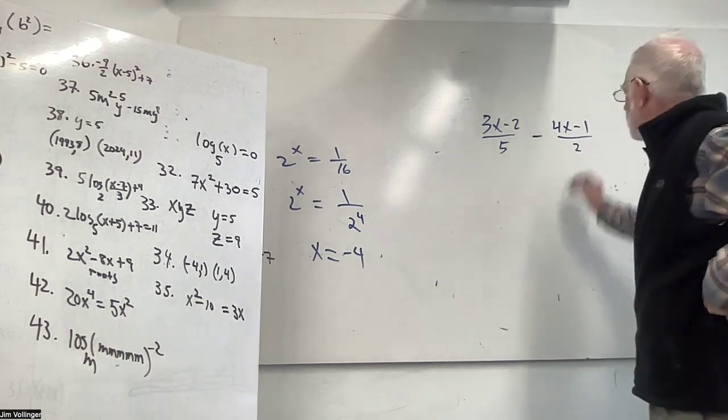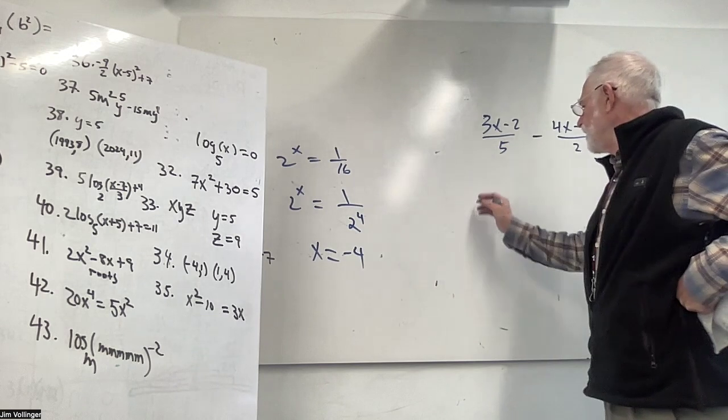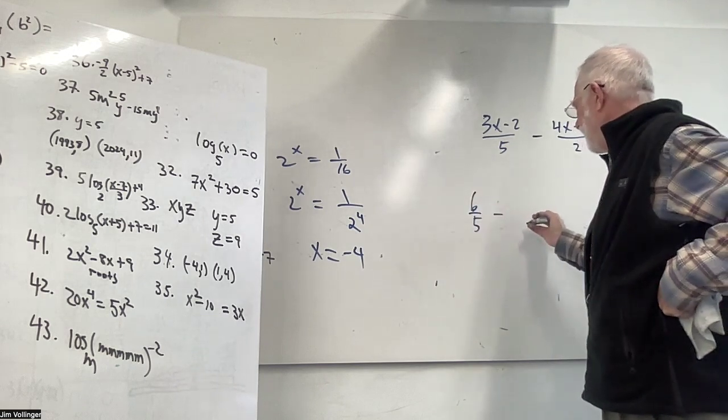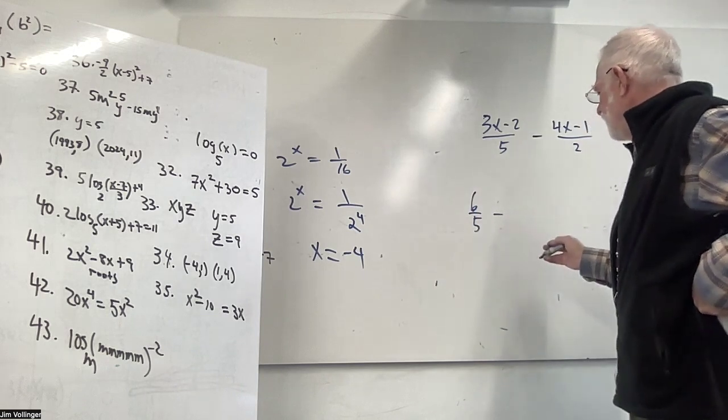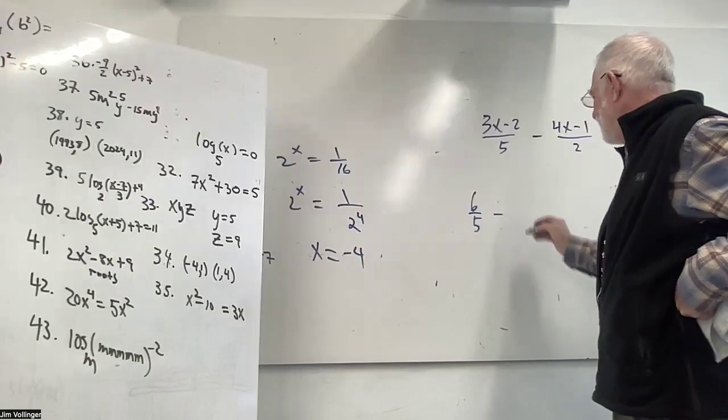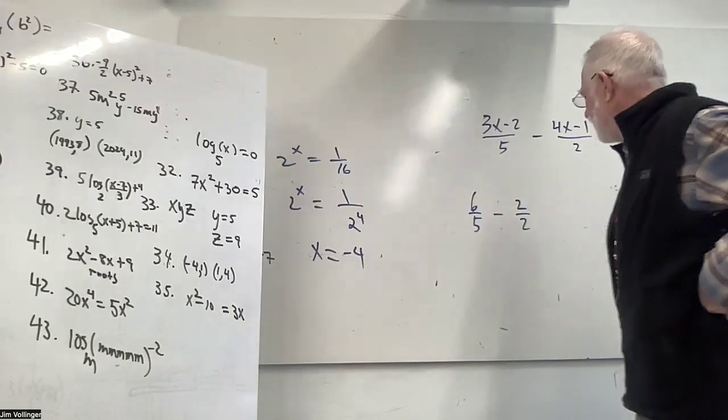Now let's just look at a quick subtraction. Let's look at 6/5 minus 5/5. No, I don't want to do 5/5. Let's do 6/5. Yeah, I do want to do 5/5, but let's do 6/5 minus 2/2. Let's do that.